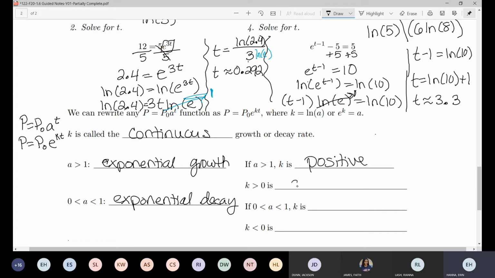So if k is positive, we have growth. I'm going to stop writing the word exponential because I'm being lazy, but it's technically exponential growth. And if a is between 0 and 1, k will end up being negative. So if you're ever given a k value that's negative, you know it's decay. Or if you see continuous decay, that's weird phrasing, but decaying at a continuous rate of, continuous tells you the k value, decay tells you it's negative.